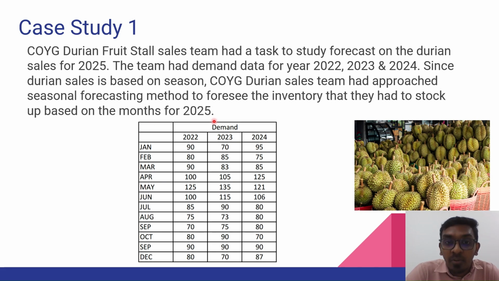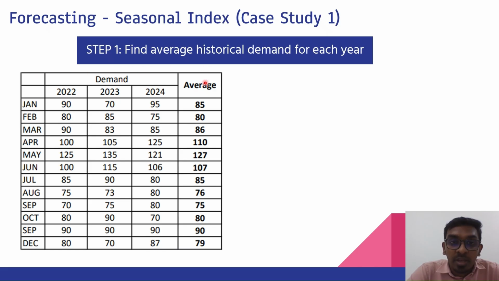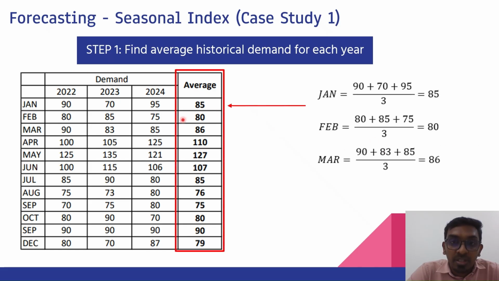So basically what we have over here is the demand table for 2022, 2023 and 2024 from the month January up until December. So the first step, we have to find the average historical demand for each month. From the table just now, we have to calculate the average for each month from 2022, 2023 and 2024. For example, January we add 90 plus 70 plus 95 divided by 3, you get 85. So that's the average for January for the 3 years. Same thing we perform for February, March and until December.